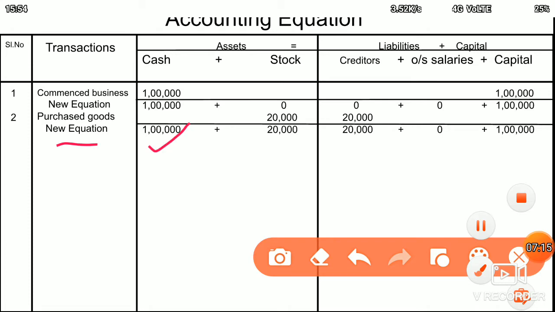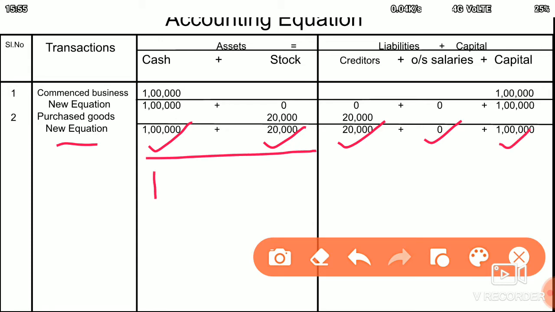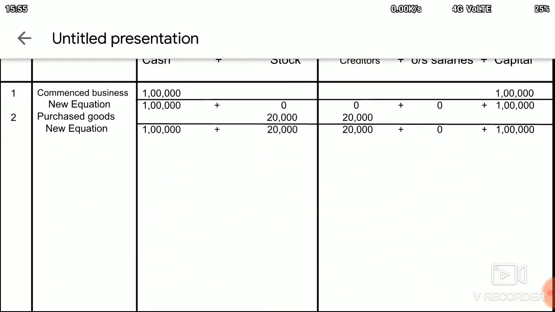cash remains the same as 1 lakh rupees. Stock has increased by 20,000. Creditors also has increased by 20,000. Outstanding salaries not affected, 0. Capital remains the same as 1 lakh. If we add all the assets, we get 1 lakh 20,000. On the other hand, if we add the liabilities and capital, that also will come to 1 lakh 20,000. So we can go for the next transaction.